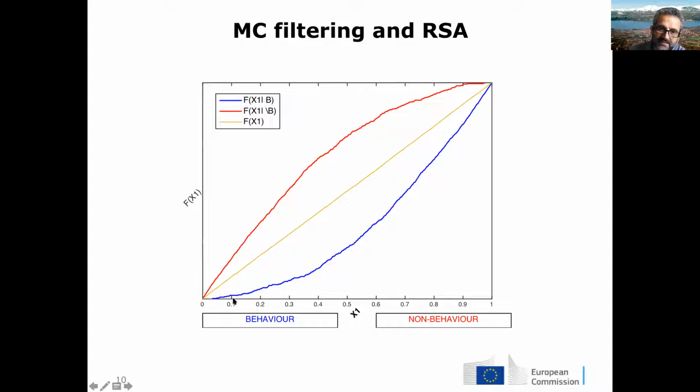So the blue is again the cumulative density of a parameter 1 under the behavior of the model, and the red is the cumulative density of the same parameter under the non-behavior, and the yellow is the prior. In this case the prior was a uniform, because the cumulative distribution of a uniform is just a straight line between 0 and 1. So what does this mean? For sure, the Smirnov statistic in this case will tell that the two distributions are different.